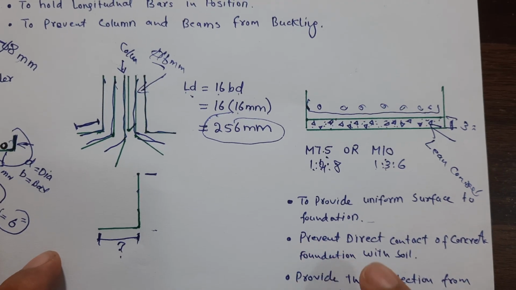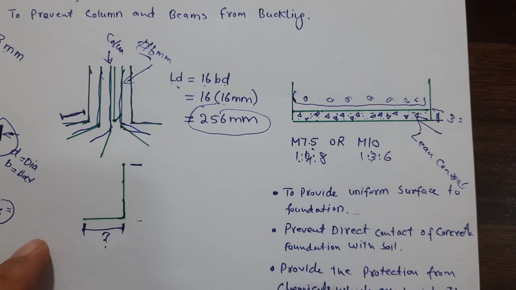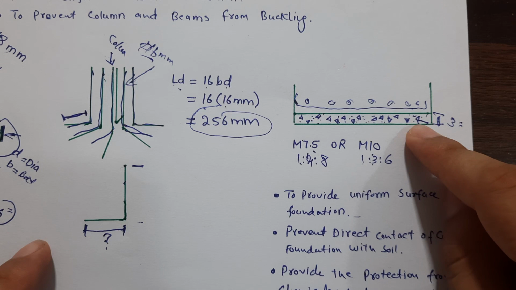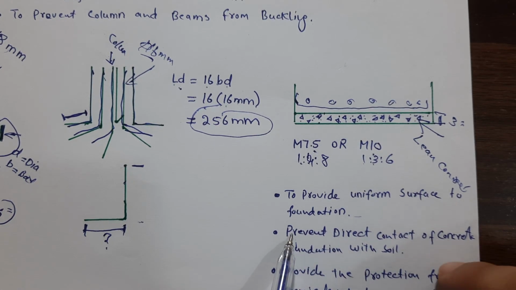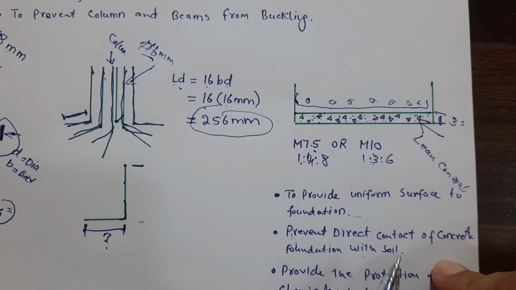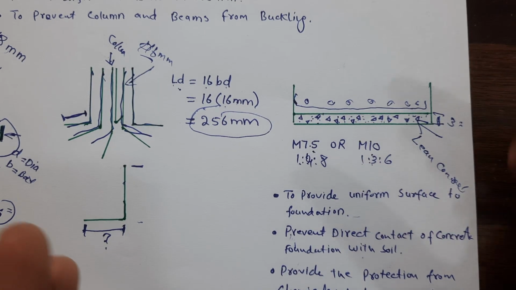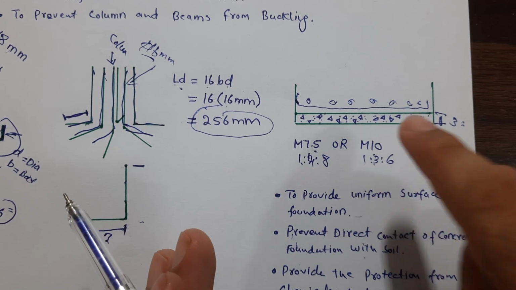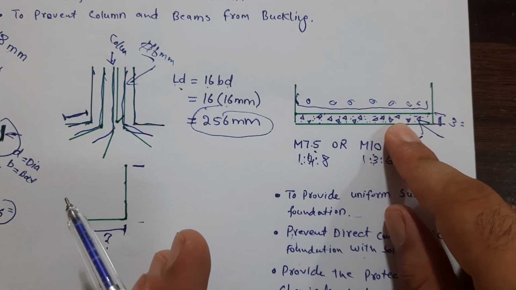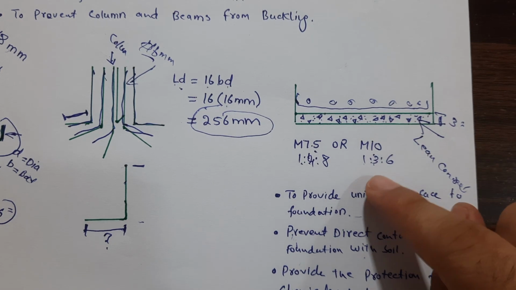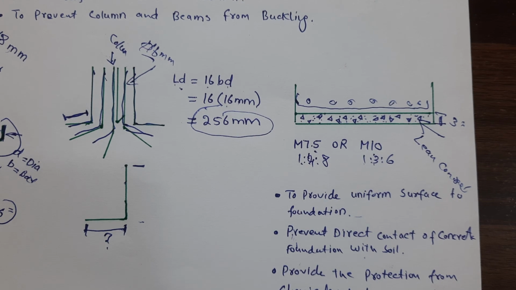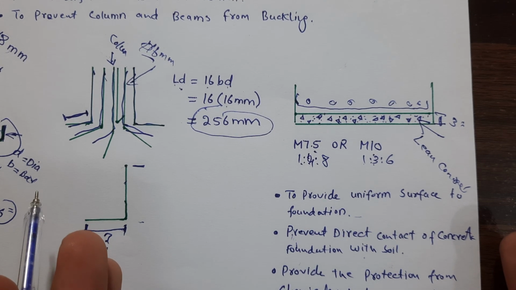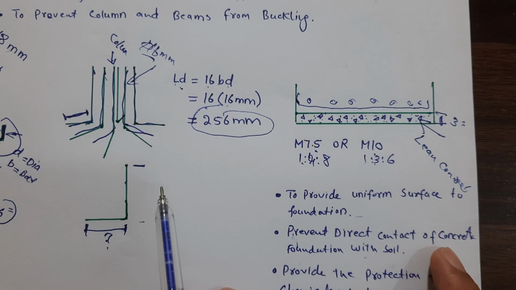The next reason is to prevent direct contact of the concrete foundation with soil. If you don't provide the lean concrete, it makes direct contact. If you provide 3 inches, 4 inches or 6 inches of lean concrete with the ratio of M10 or M7.5 grade of concrete, it prevents direct contact of the concrete with soil.